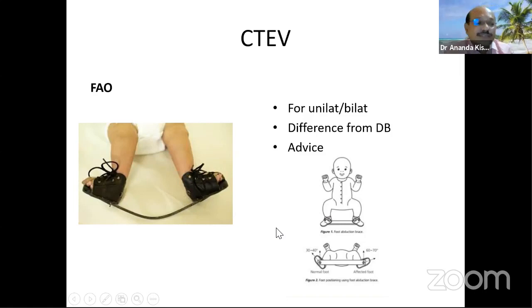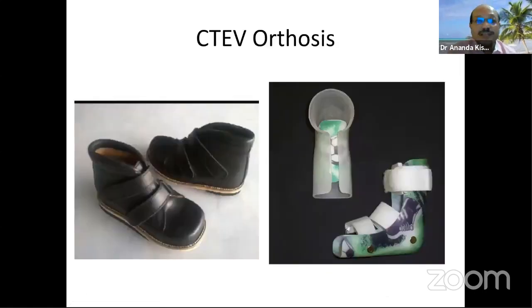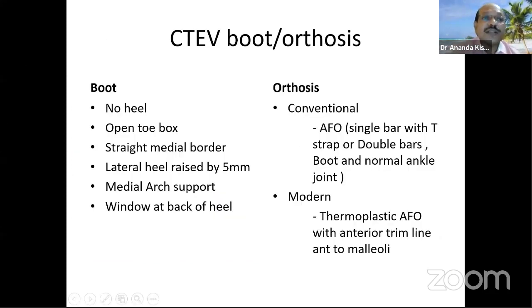Now, what are the advices usually given? This is all written in Ponseti's technique, which you all know. Now, CTEV orthosis, it may be a CTEV boot, or sometimes some students call it a CTEV shoe, but that is completely wrong. CTEV is always a boot, because both the foot and ankle are involved. So we have to use the boot, not the CTEV shoe. Otherwise, you have to use the ankle foot orthosis like this. Ankle foot orthosis. So what are the criteria of the CTEV boot? This is asked in the examination.